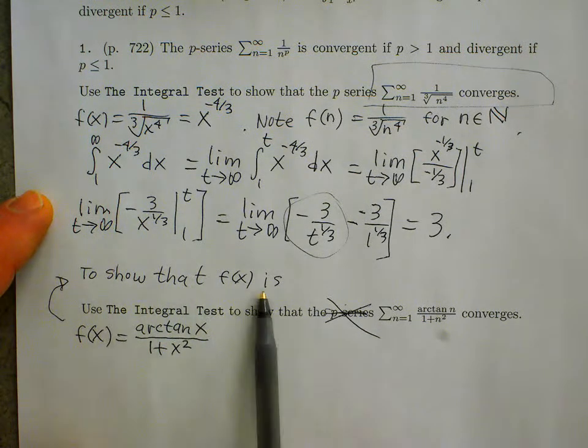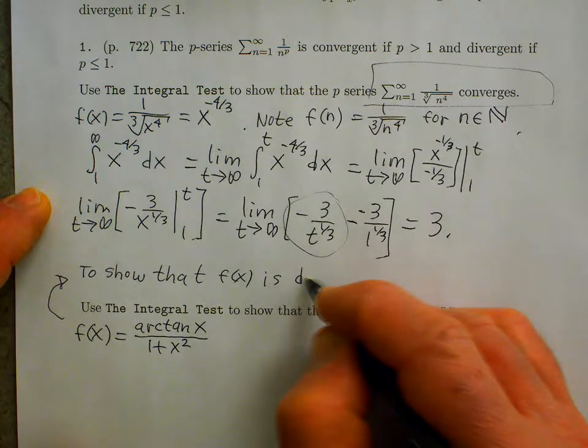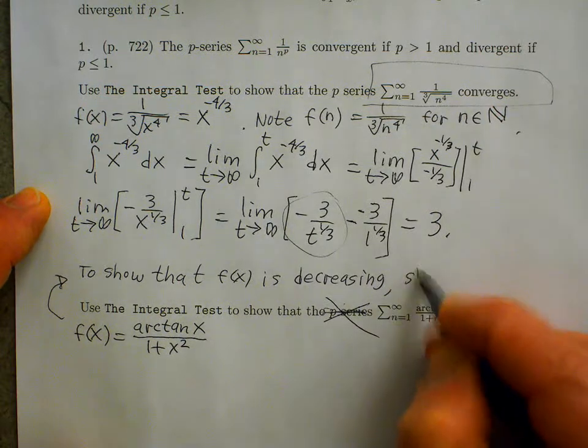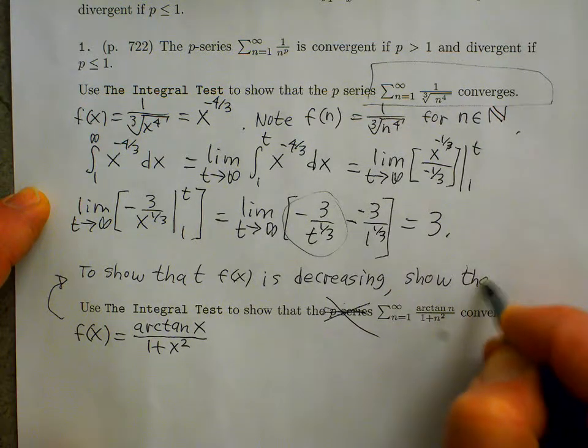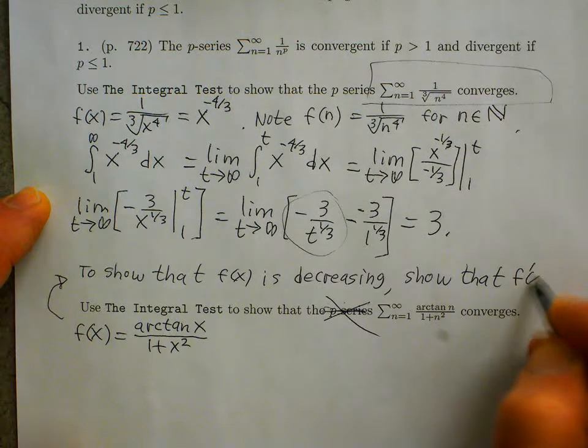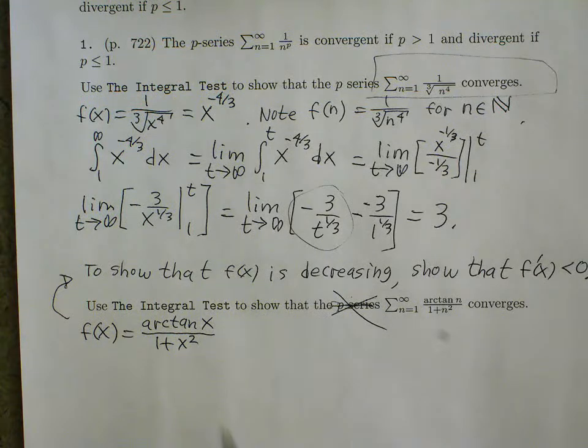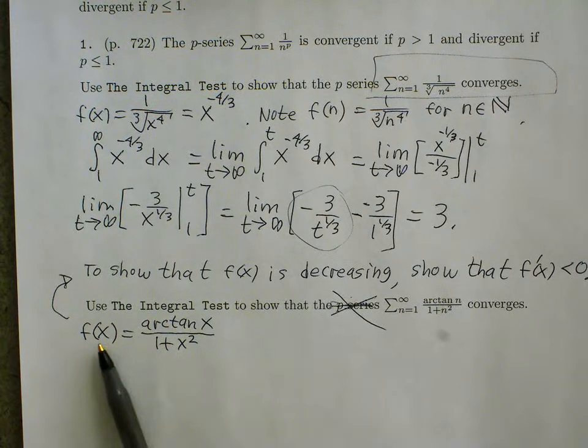But to show that f of x is decreasing, show that f prime of x is negative. So I am not going to do that here, but you can show that f prime of x is decreasing after x equals pi over 4, I think.